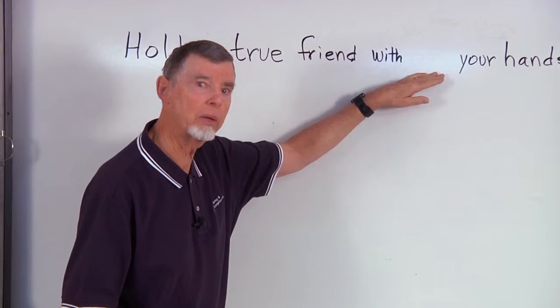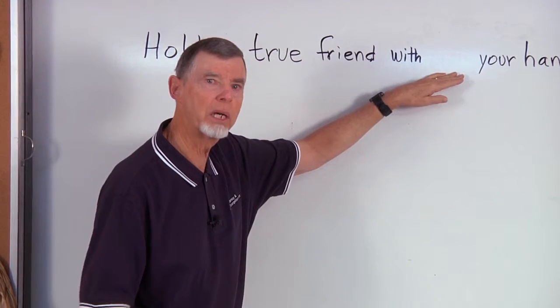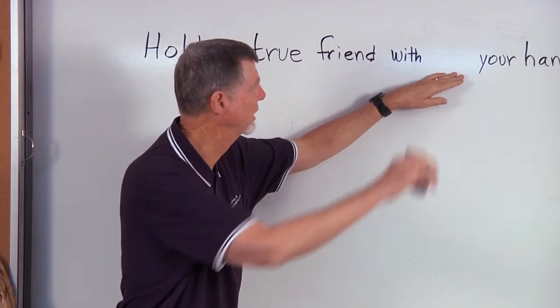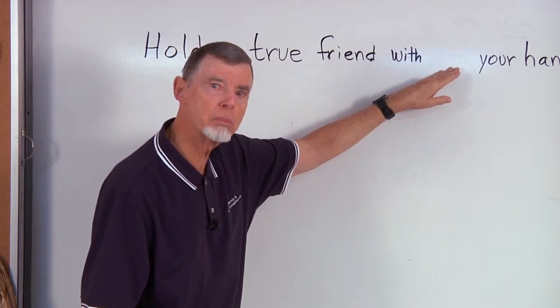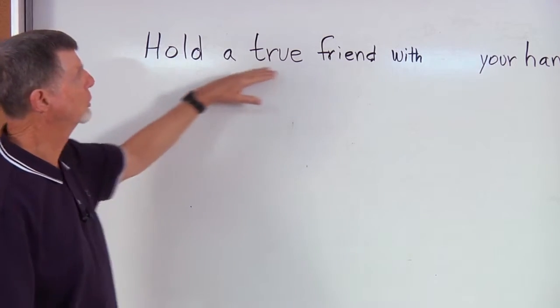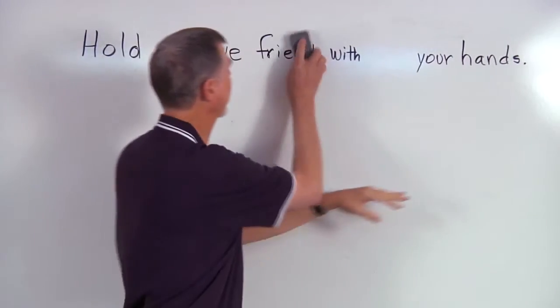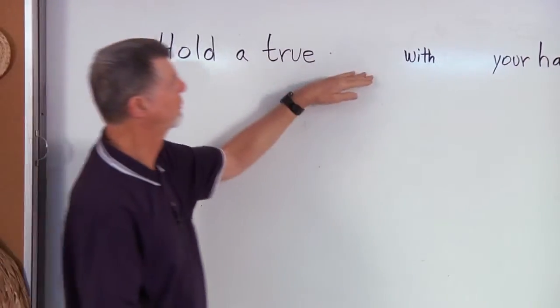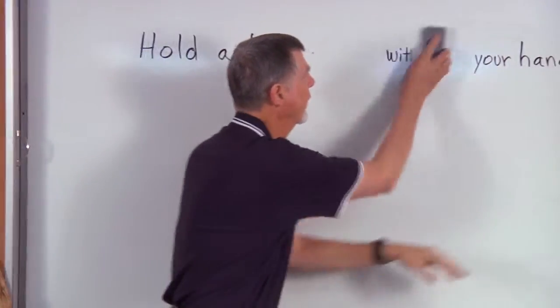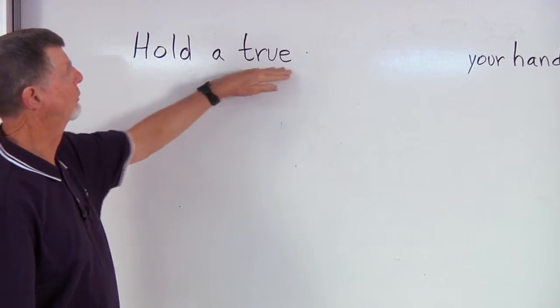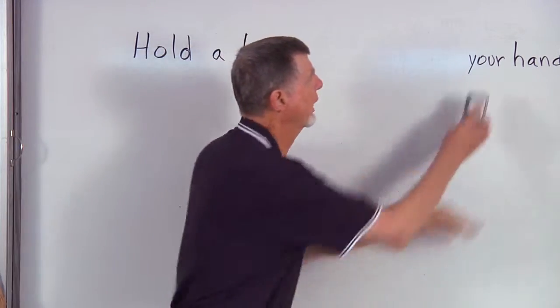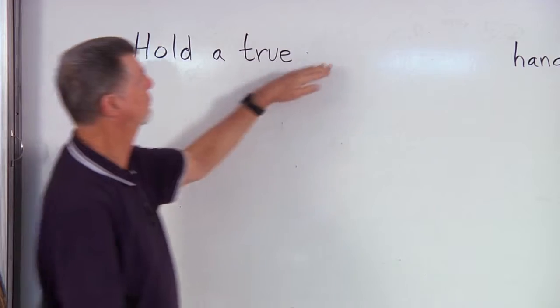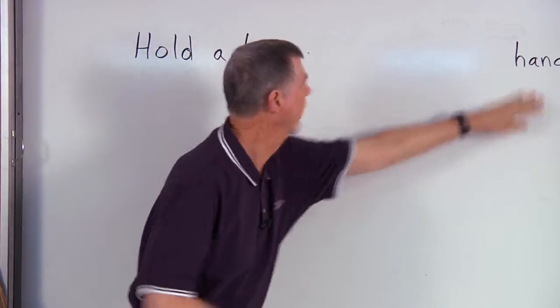Be sure to put your hand where the word once was, because they are memorizing it and they know that there's a word in the space. So you say, hold a true friend with both your hands. Hold a true friend with both your hands.